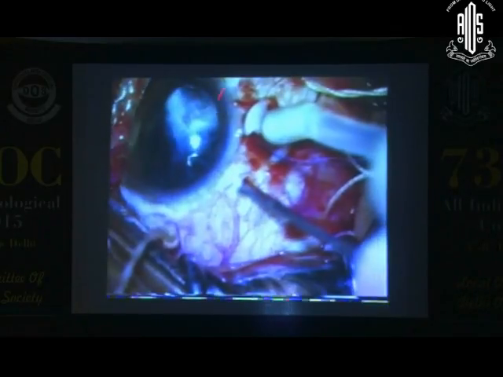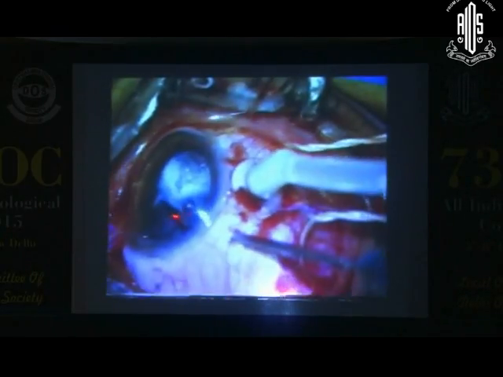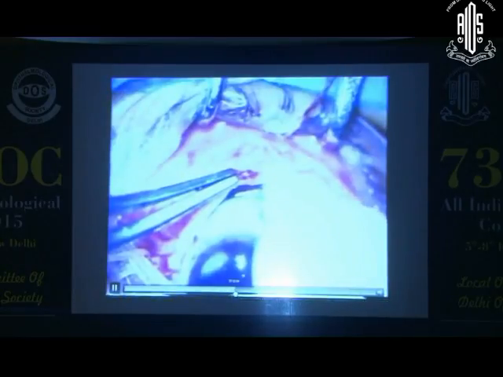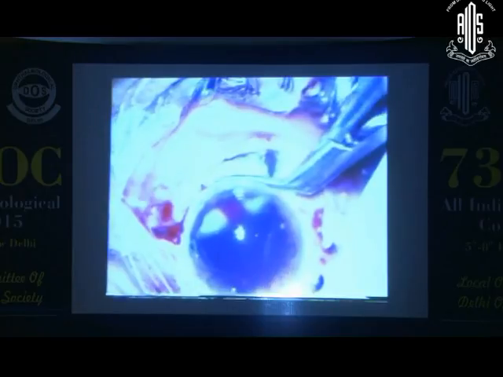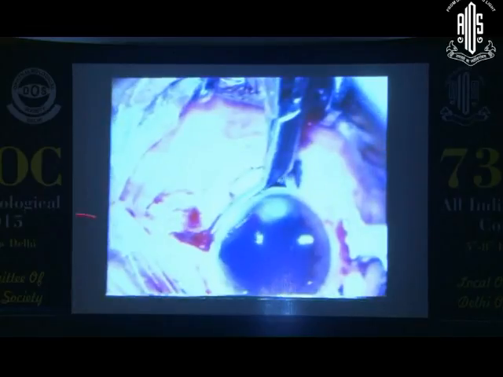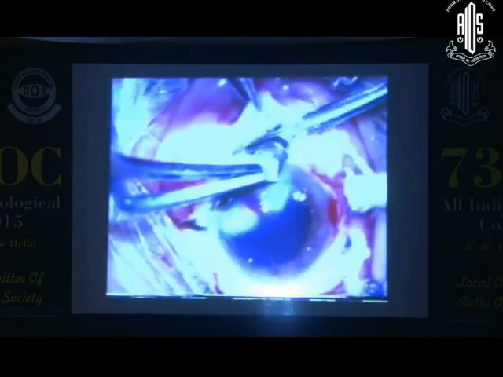So here we have already created a partial thickness lamellar scleral flap, extending the dissection up to the ciliary body here. So that's a partial thickness scleral flap which has been created. The inner layer of the thinner sclera is being opened up amidst the diathermy burns. So this part of the lesion which is attached to the limbus is cut out. So the lesion is being resected.